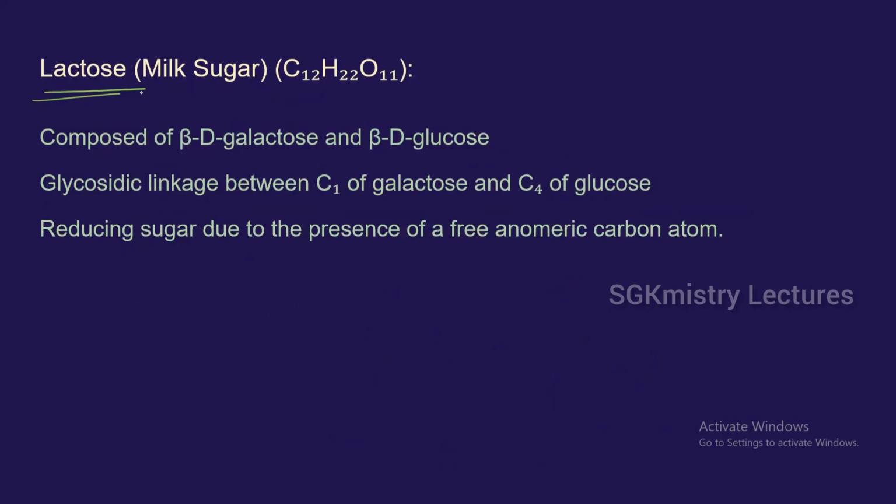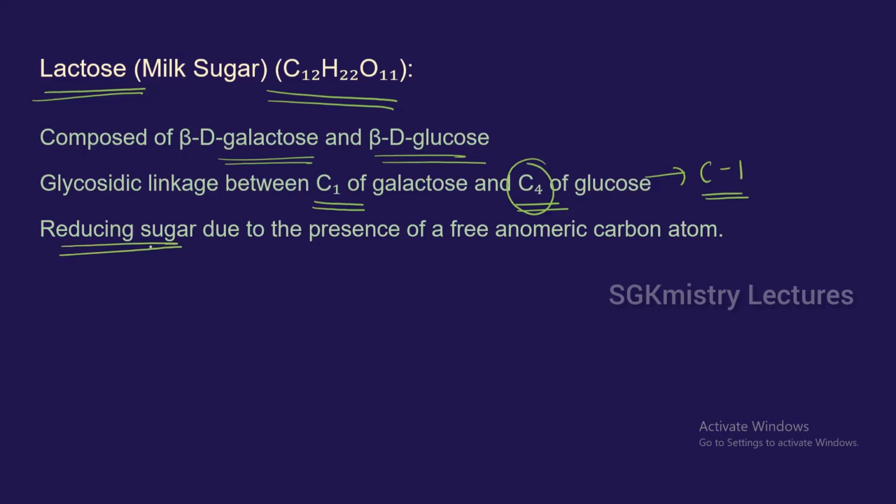Next, talking about lactose, milk sugar. Again, the formula remains the same, C12H22O11. Here, beta D galactose and beta D glucose are the monosaccharides that are present. Okay, and here these are held together by glycosidic linkage. You should also remember this, C1 of galactose and C4 of glucose is used. Now you can see that again, C4 of glucose is used. So because of which C1 of glucose is free. The anomeric carbon of glucose is free. So if the anomeric carbon of glucose is free, we know that it acts as a reducing sugar, right?